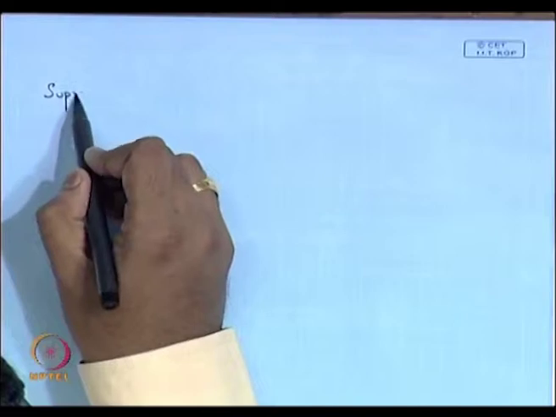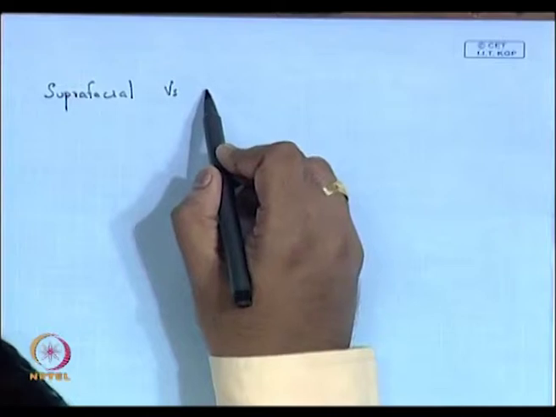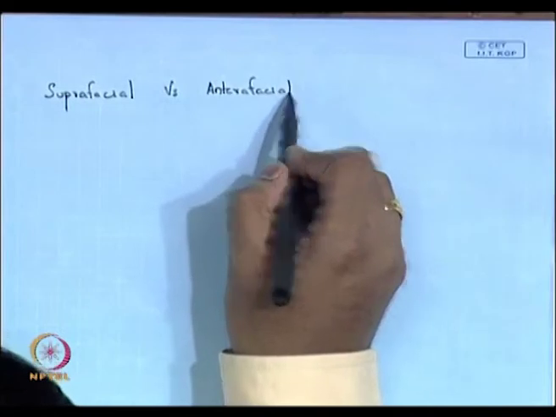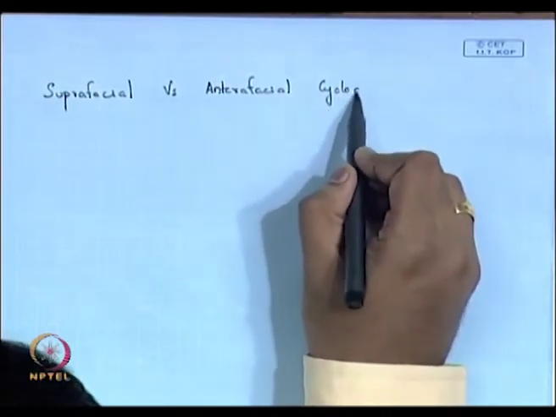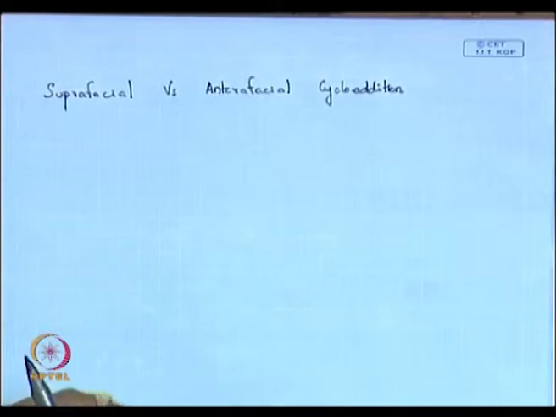So, now we will see the mode of addition, how the cycloaddition reactions happen based on your FMO projection, frontier molecular orbital, how we can understand the mode of action. Basically, we call them suprafacial versus antarafacial cycloaddition. So, what do suprafacial and antarafacial mean exactly?